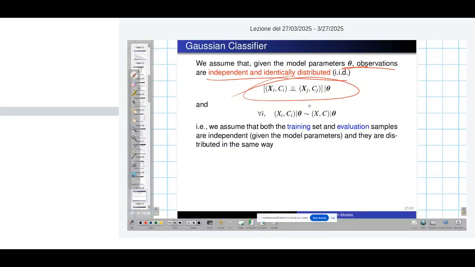And we also assume that they are identically distributed. Given the model parameter, they all follow the same joint distribution. So if I take a pair, feature vector and class label, for one sample, that will follow the same distribution as the other samples, and the same distribution as the one that I need to classify. So all samples can be assumed to be drawn from the same distribution.